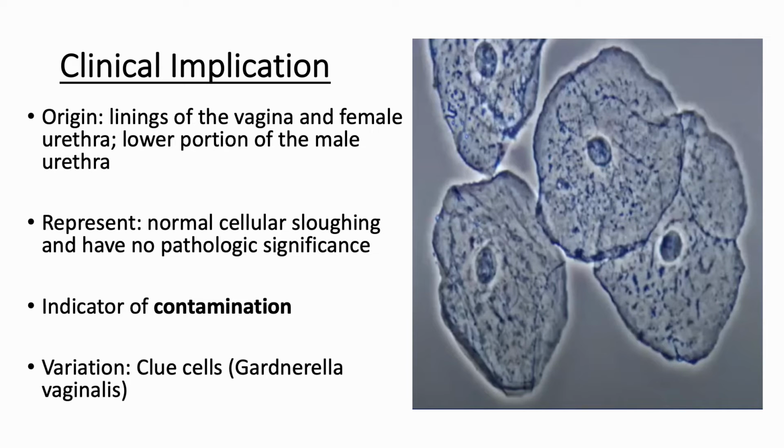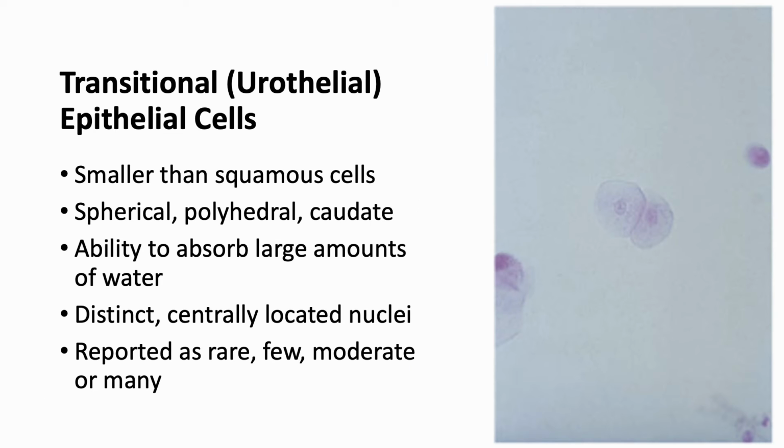The origin of the squamous epithelial cells are the linings of the vagina and the female urethra, as well as the lower portion of the male urethra. Normally they represent normal cellular sloughing and may have no pathologic significance. Some variation would be the presence of clue cells that are indicative of Gardnerella vaginalis infection.